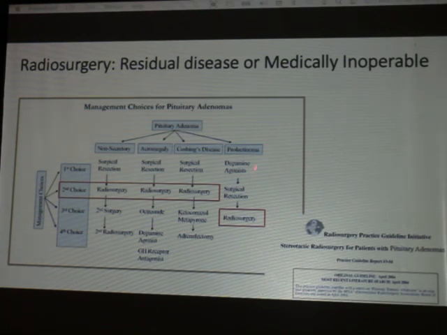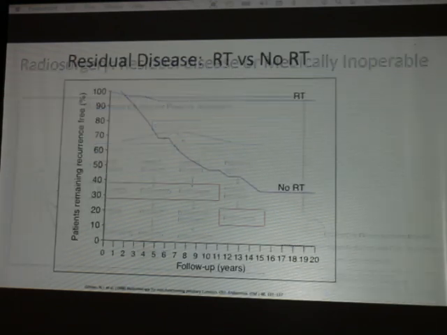But if it is prolactinoma, you give certain agents that take care of your prolactin secretion. If not, then surgical resection followed by radiosurgery. So for secretory, non-secretory, everywhere, radiosurgery has a role to play.